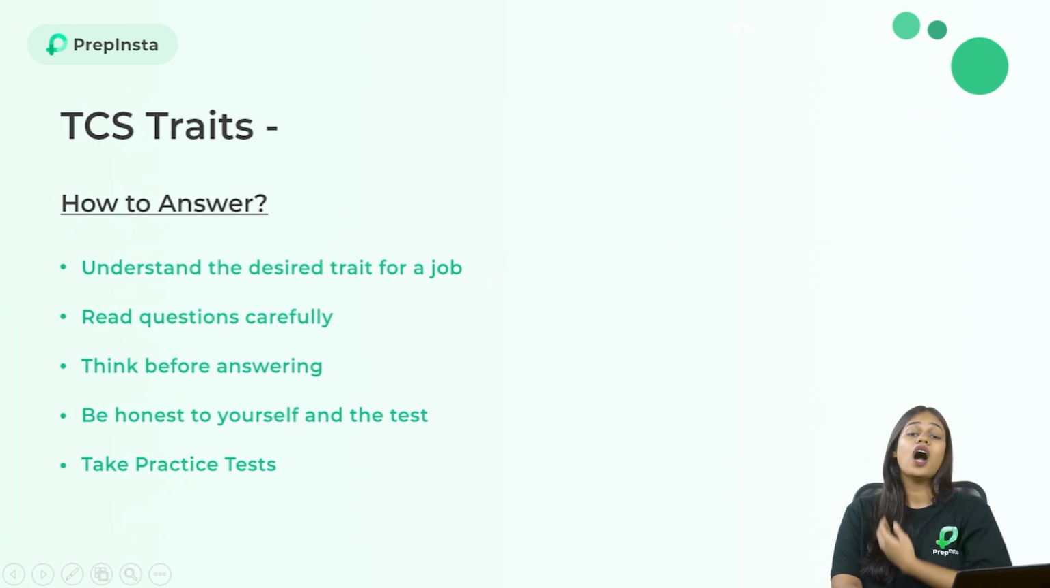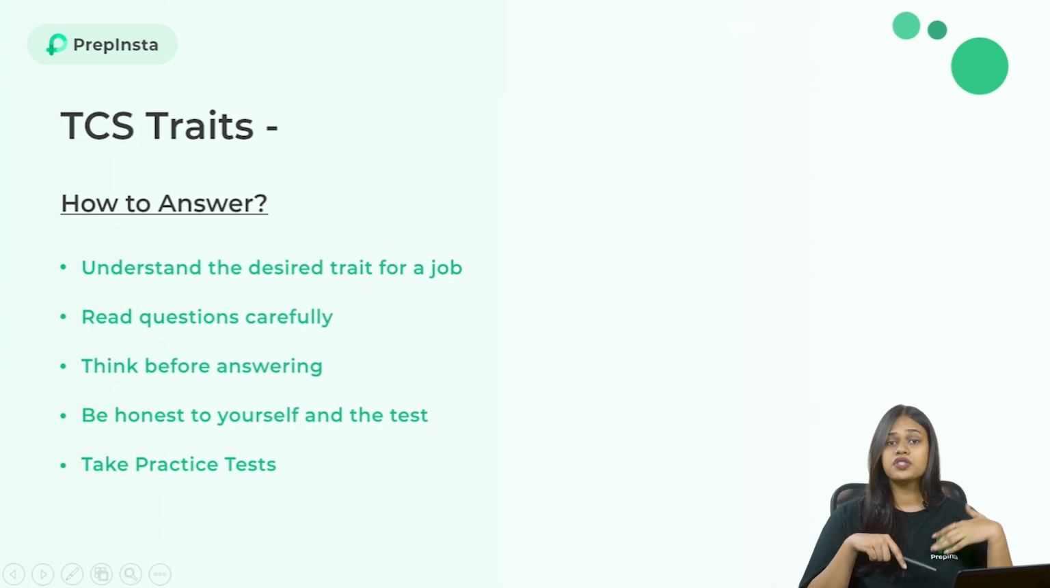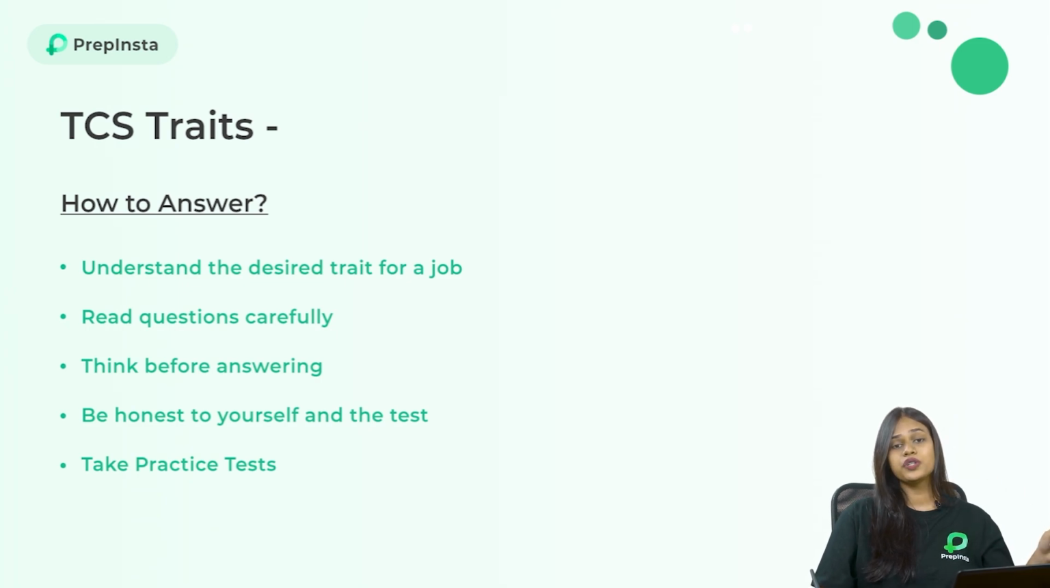Now, how to answer TCS traits questions. The most important part is how do you answer this? We know there is 1 minute. We know there are 3 to 5 questions. We know it's a personality test, but how do I answer? That is the main question. Let's see. Understand the desired traits for a job. The first thing that you have to do is research the profile that they are opening for the students, and what key traits you need for the job.